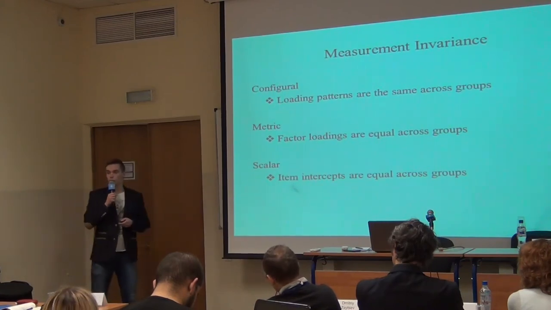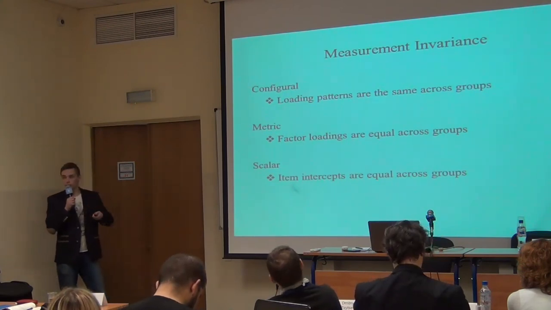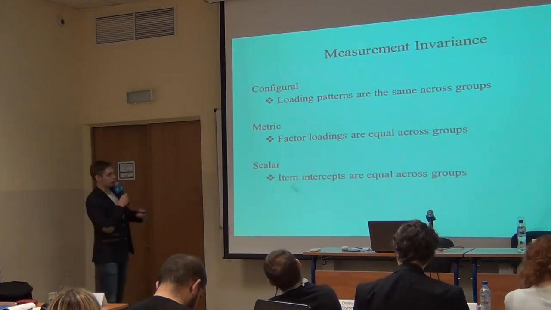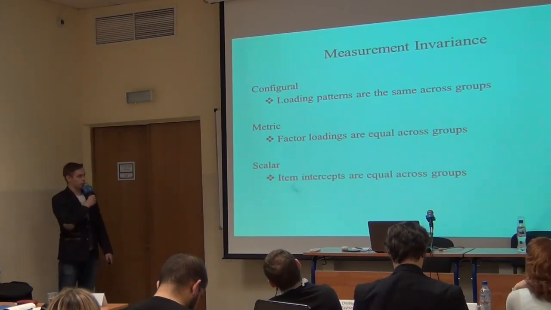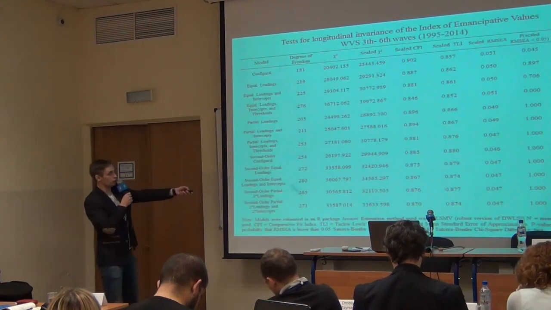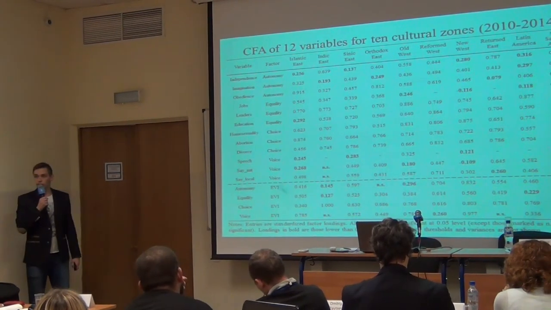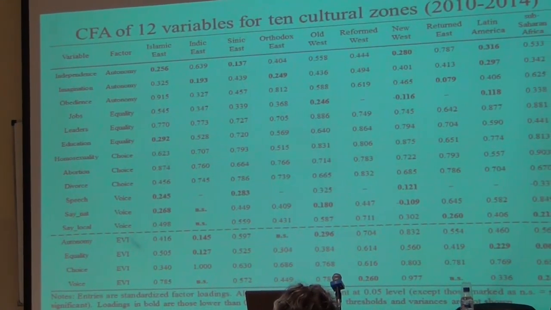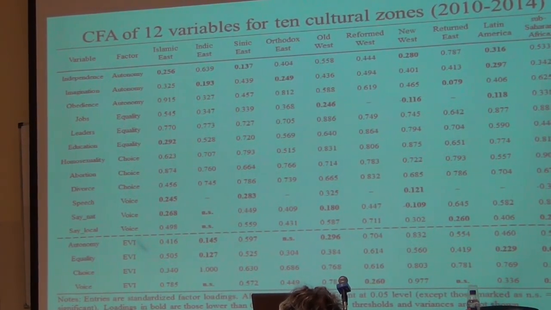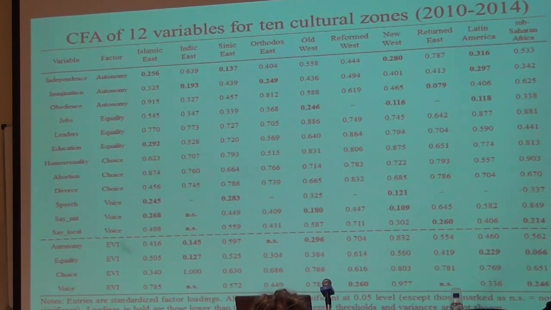It is suggested in methodological literature that we can compare countries on the aggregate value scores only if scalar invariance is established. Maybe it is a very frustrating claim, but the problem with the index of emancipative values is the fact that it does not satisfy even the assumption of configural invariance, which is the weakest assumption in fact. This table presents the results of separate confirmatory factor analysis for 10 cultural global zones defined in the recent book Freedom Rising.